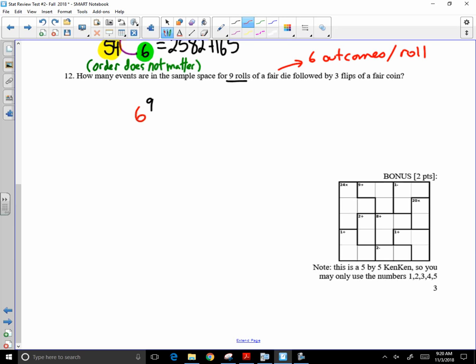Three flips of a fair coin. A fair coin, 2 outcomes per flip. And then we have 3 flips. Followed by, it's implying an and situation. And means multiply. All right, so 6 to the 9th times 2 to the 3rd.